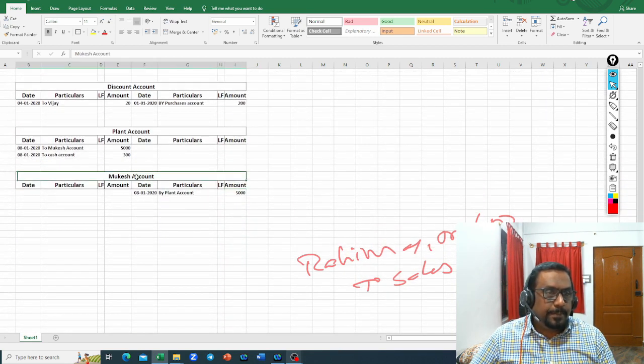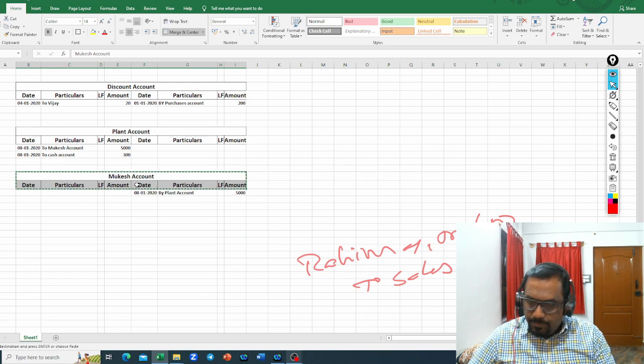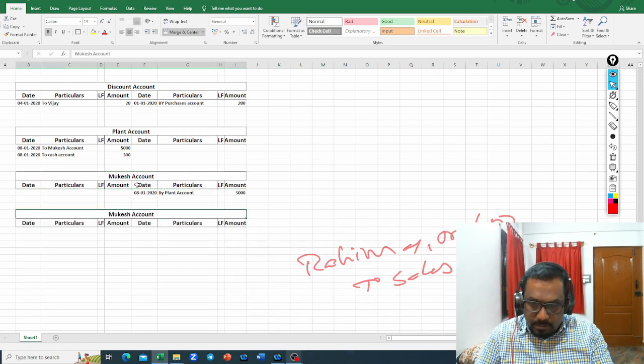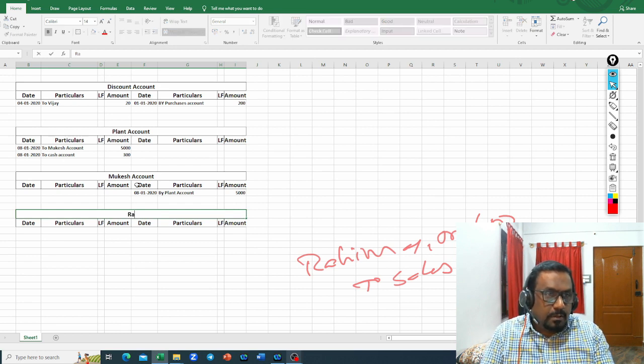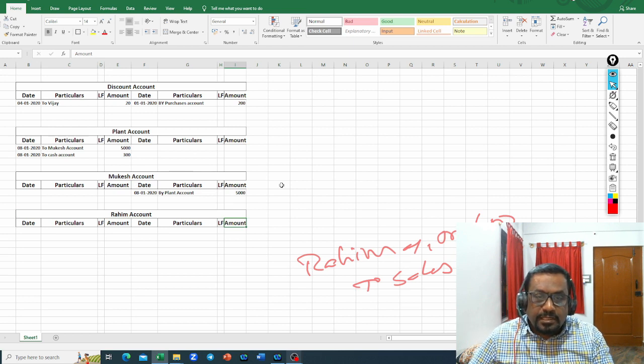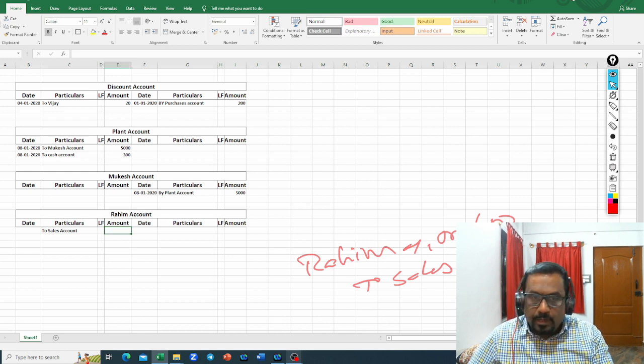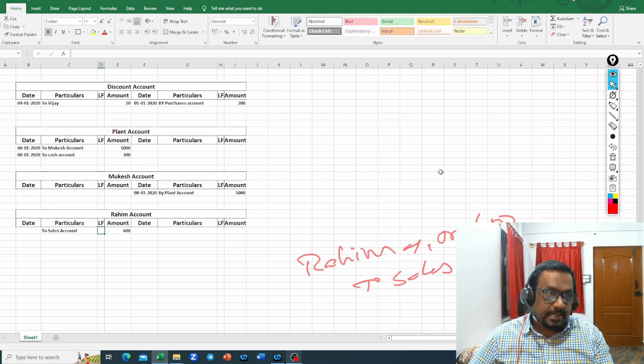Go down and prepare. I'm just copy pasting here to make you comfortable. So Rahim account I prepared. Rahim account is debited here. So what I'm supposed to do, I have to write this in the debit side. By sales account, to sales account, sorry. How much I'm supposed to put? Whatever amount is showing opposite to Rahim account, that amount I have to show here, 600. What date I'm supposed to do, I forgot the date.